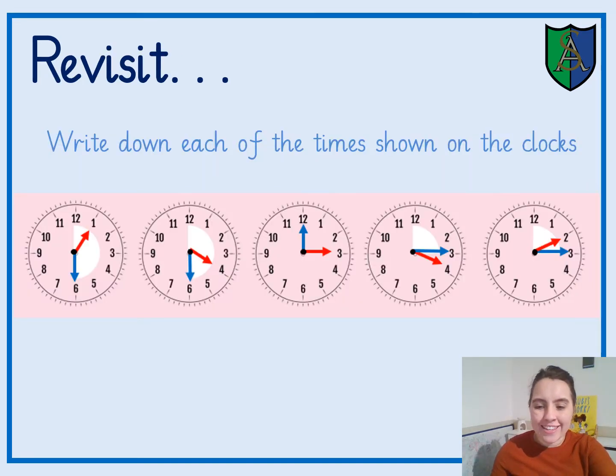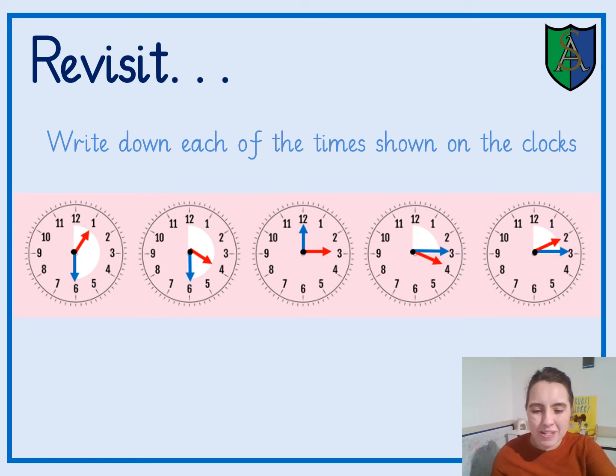Okay, children, it's time to revisit the learning from yesterday. So what I would like you to do is pause the video and have a little go at reading the time on each of the clocks. Remember, if the minute hand or the blue hand is pointing to 12, it means it's o'clock. If it's pointing to 3, it means it's quarter past. And if it's pointing down at the 6, it means it's half past. Okay? So have a little go at answering the questions there and seeing what time it is on each of the clocks.